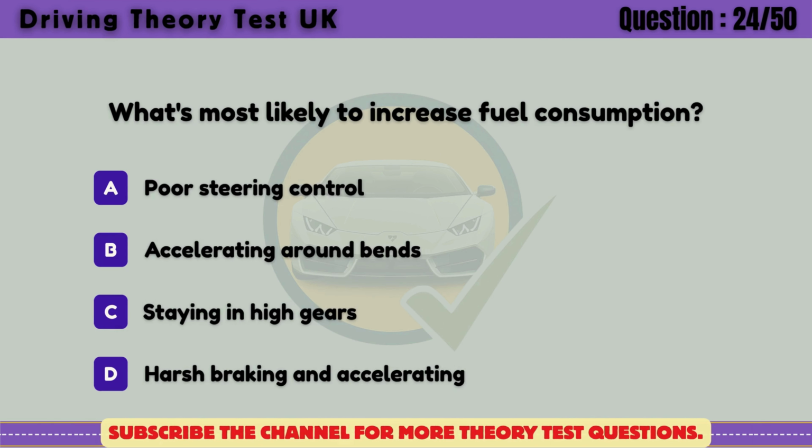Question 24. What's most likely to increase fuel consumption? Option A. Poor steering control. B. Accelerating around bends. C. Staying in high gears. D. Harsh braking and accelerating.